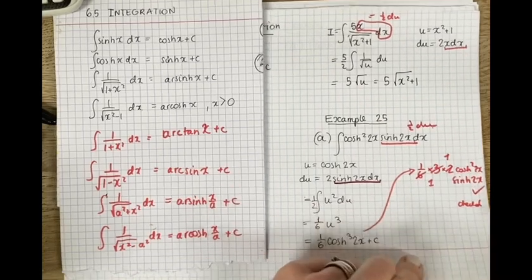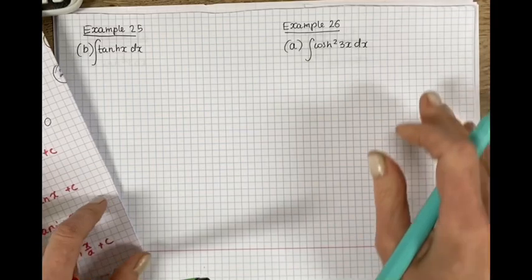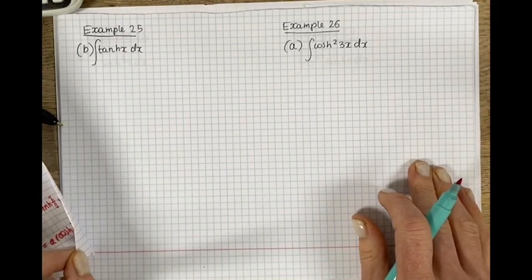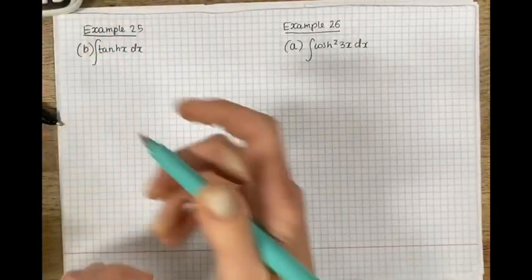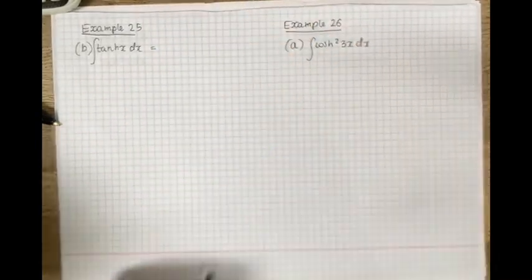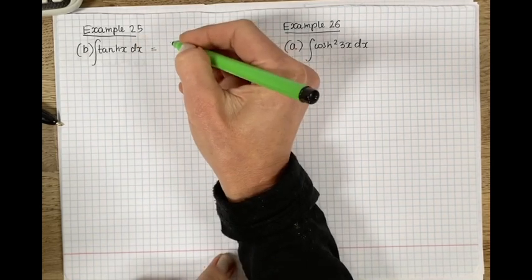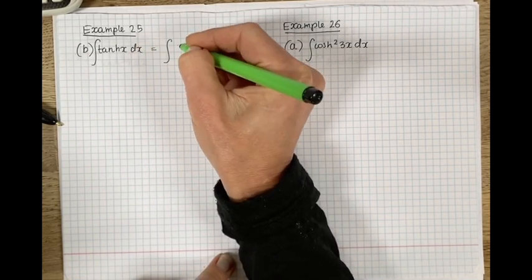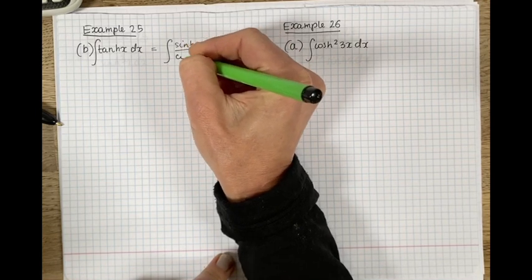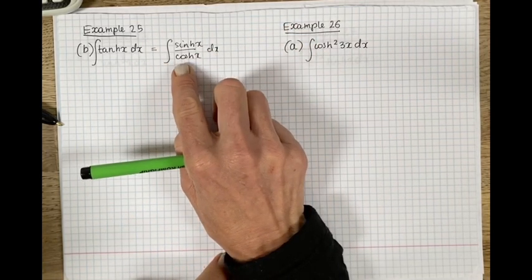Okay. Good. Let's move on to example 26. Sorry, 25. We're still at example 25, but it's part B. So with tanh, this is the same trick that you need to do if you ever need to prove the result for tan x. So rewrite tanh as sinh x over cosh x. And again, I will do it by substitution.